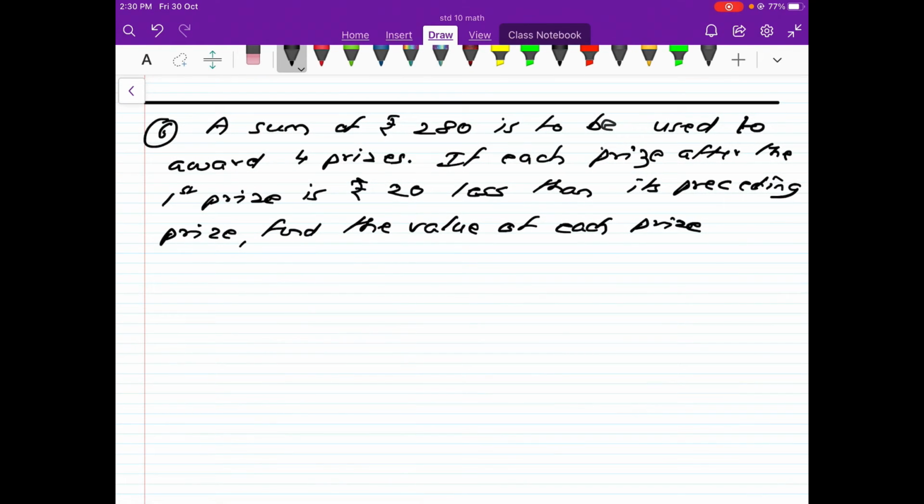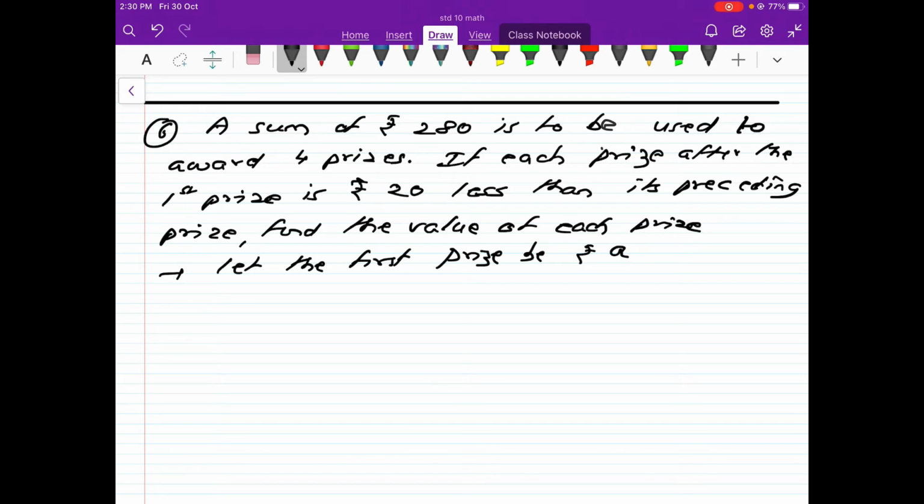A sum of rupees 280 is to be used to award 4 prizes to children. Now if each prize after the first prize is rupees 20 less than the preceding prize, so if it is x, the next prize will be x minus 20, next will be x minus 40, like that. We have to find the value of each prize. So how do we start? Let the first prize be x. This is the best way to start. Let the first prize be rupees a.